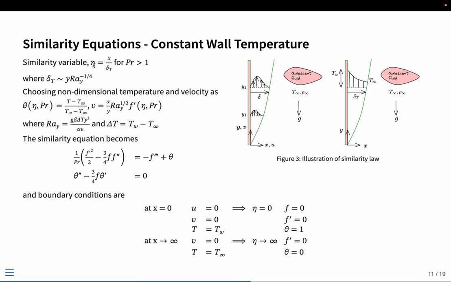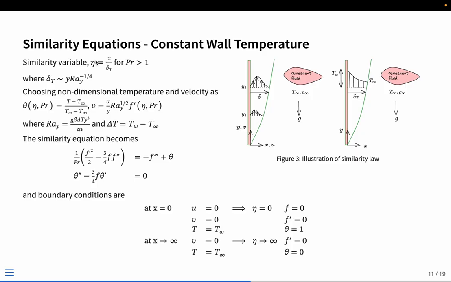What that assumption translates to is that the entire equations will be governed by a parameter called eta, which is called the similarity variable, defined by x by delta t, where delta t itself is a function of y. So instead of saying we have two unknown variables x and y, we are converting them into one unknown variable. That will simplify the equations.